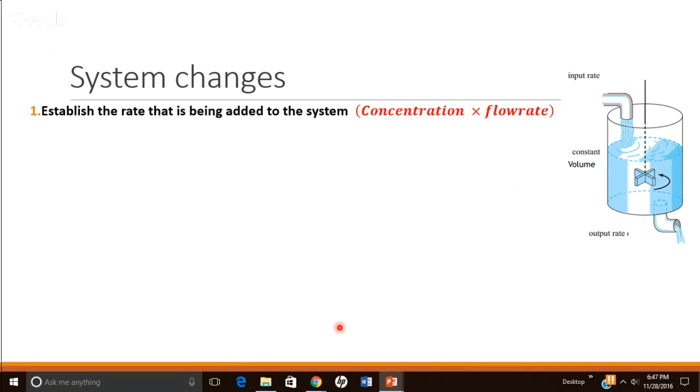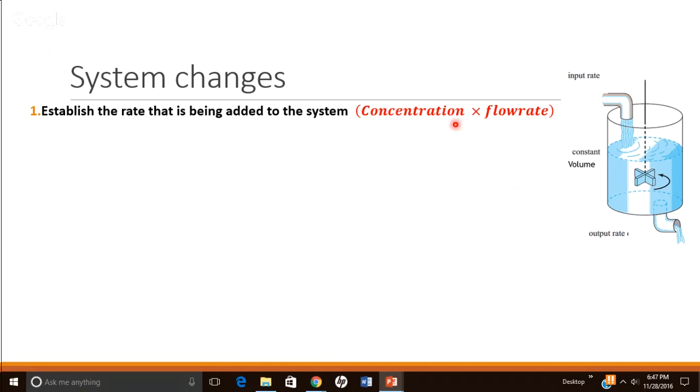So, going through system changes, what are the steps that you want to go through in looking at this type of system, a mixing tank change? First, you want to establish the rate that is being added to the system. Again, this is how fast are we putting salt in? How fast are we putting pigment in? How fast are we putting sugar in? Whatever the substance is that we're controlling, we want to know how fast we're putting it into the system.